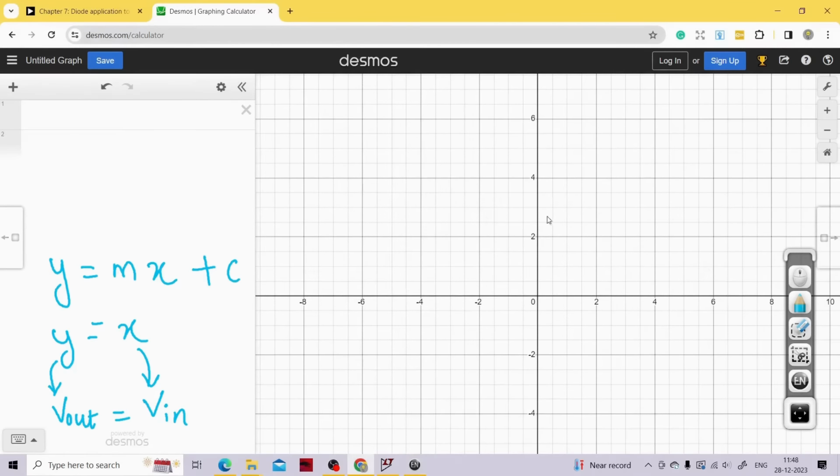I'll just write over here, y is equivalent to x. Yeah, you see I'm getting a straight line passing through the origin. If you want, just take a screenshot of it. As I mentioned over here, y is my output signal, x is my input signal. Alright, I believe you might have taken a screenshot of it.